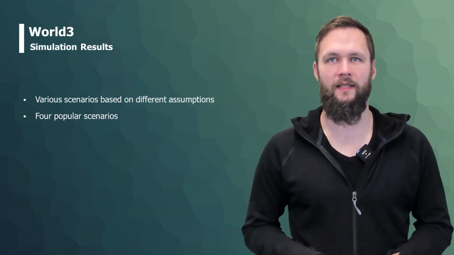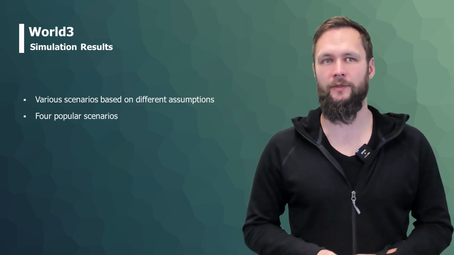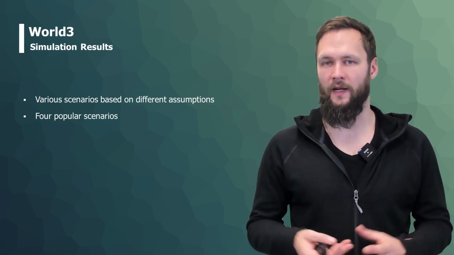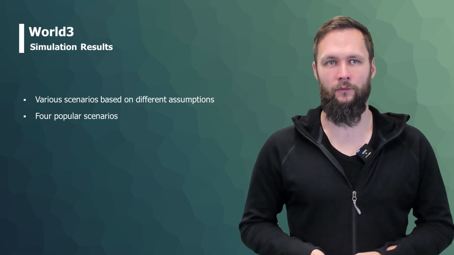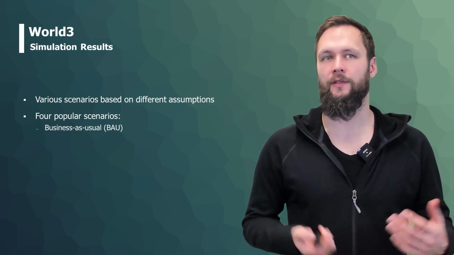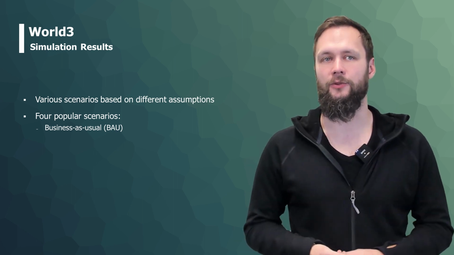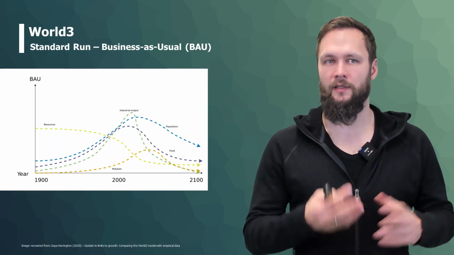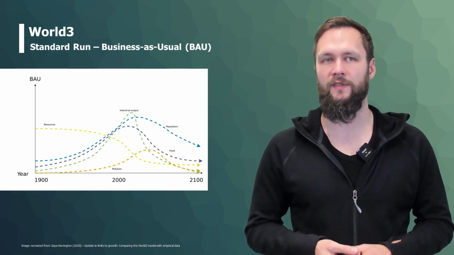So now let's get to the simulation results. There are various scenarios based on various assumptions, but there are 4 popular scenarios that are often considered and are worth discussing. First, there is the so-called business as usual scenario. You might also know this as the standard run that I already introduced earlier. All of the simulations start in 1900, and they go for 200 years until the end of the 21st century.